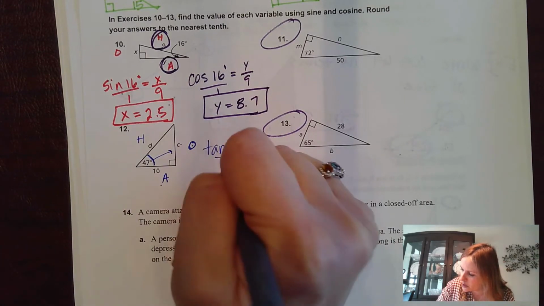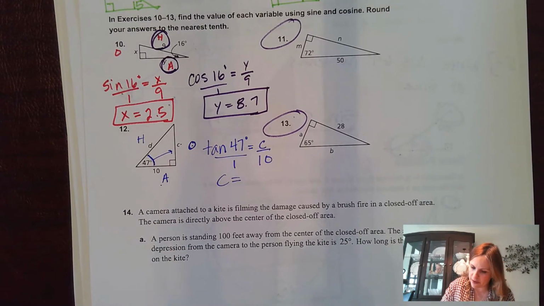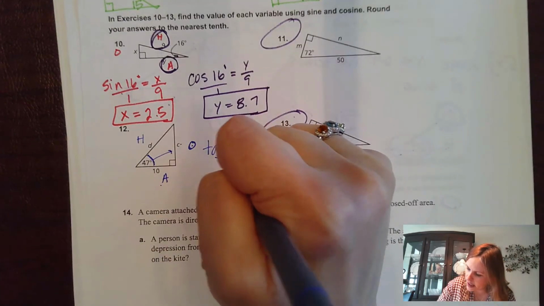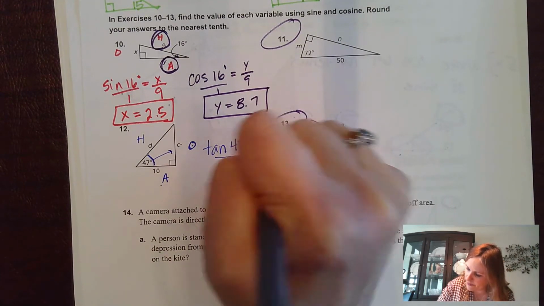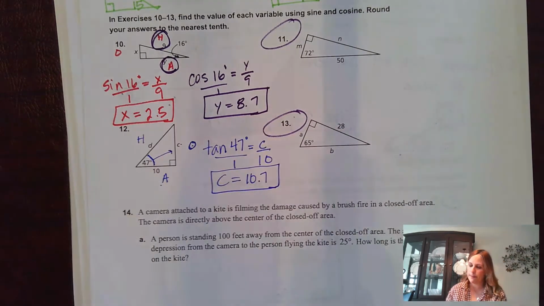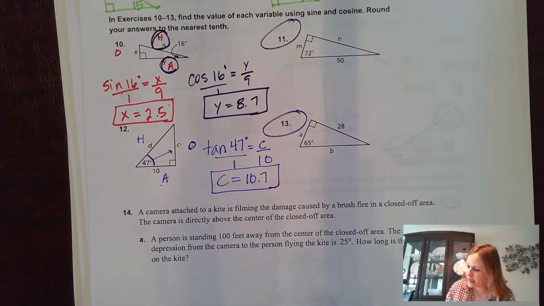All right, let's cross multiply. So tangent of 47, close your parentheses, times 10. I get, to the nearest tenth, 10.7. Okay, let's solve for D this time. I'm going to squeeze it in over here. Hopefully you can figure it out.